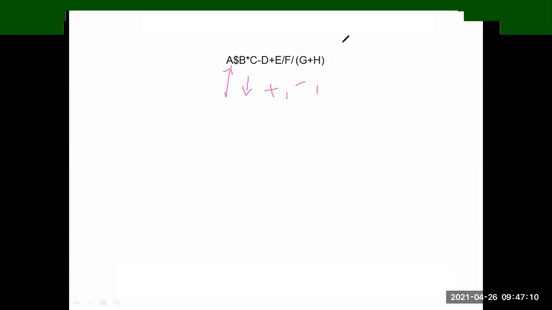So tomorrow we will see the program for conversion of infix to postfix. Is it clear, or any doubt? Please write a message.